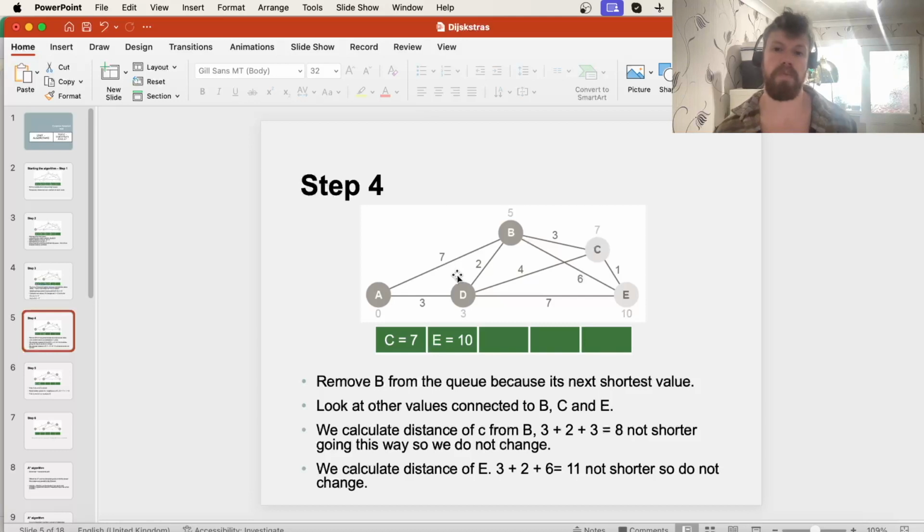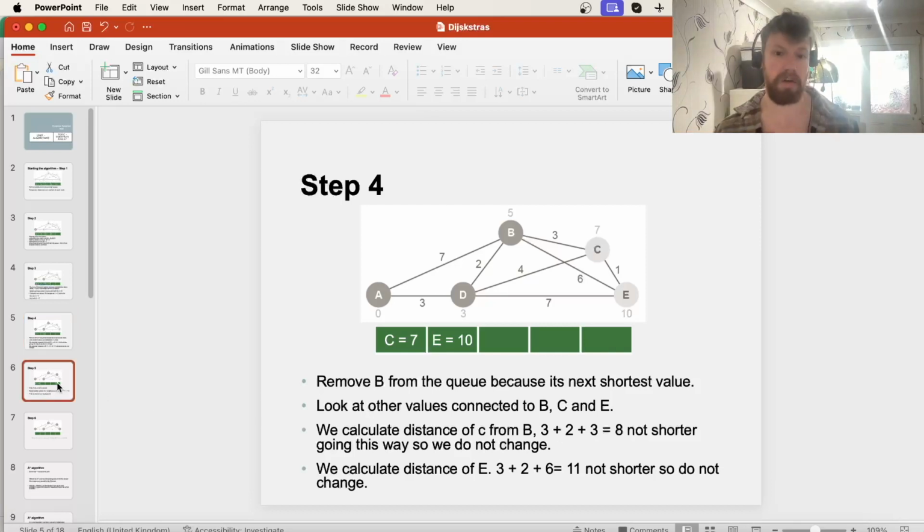So now we're at B, and we're going to run some checks and see, are C and E going through this route, is it any shorter? So we look at these ones and we calculate the distances. Going to C from B is 3 plus 2 plus 3. That gives us 8. This is not shorter than 7, so we're not going to change this value. E is 3 plus 2 plus 6, because there's the line there. That gives us 11. This is not shorter, so we're not going to change.